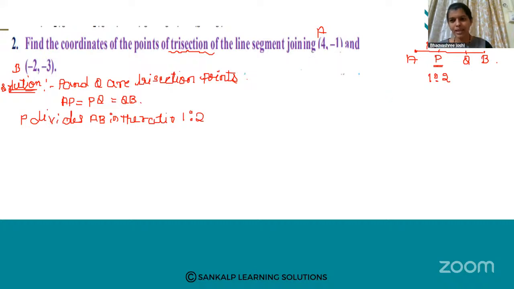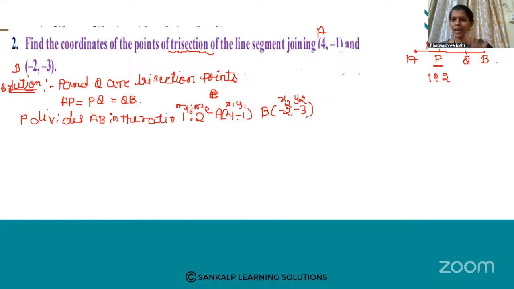So first, point P. Consider this point P, which divides the line AB in the ratio 1:2. Now, my dear children, this is the value of M1 and this is the value of M2. Here we'll write the coordinates of A. A coordinates are 4, -1 and B coordinates are -2, -3, as given. So here A coordinates are x1, y1 and B are x2, y2, and M1:M2 is 1:2.